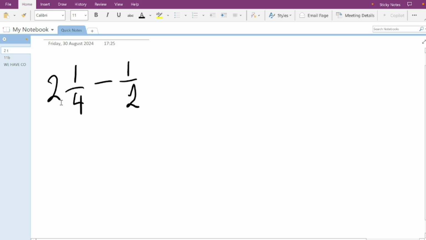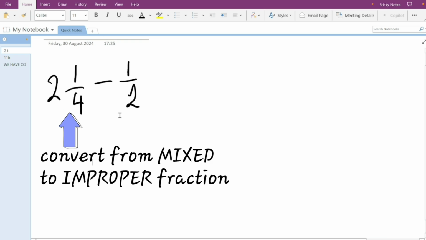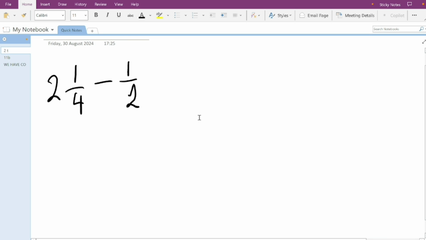The next question under subtraction of fractions is 2 whole number 1 over 4 minus 1 over 2. Now, as I said earlier, when it comes to subtraction of fractions, and you have a mixed fraction, for the sake of getting it easy, it's better you convert it before you solve. And if your answer ends up being an improper fraction, you can convert it back to a mixed fraction. So let's solve it, not converting it, let's just solve it this way first and see what we're supposed to do.